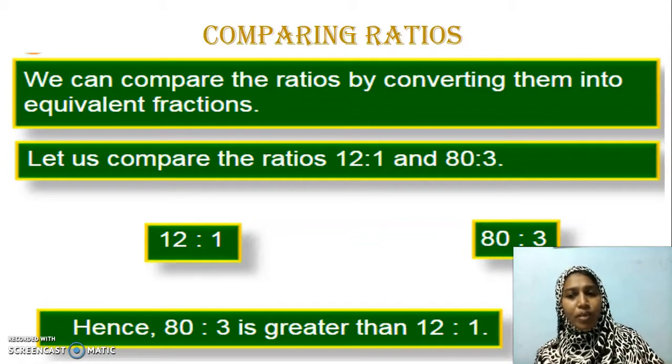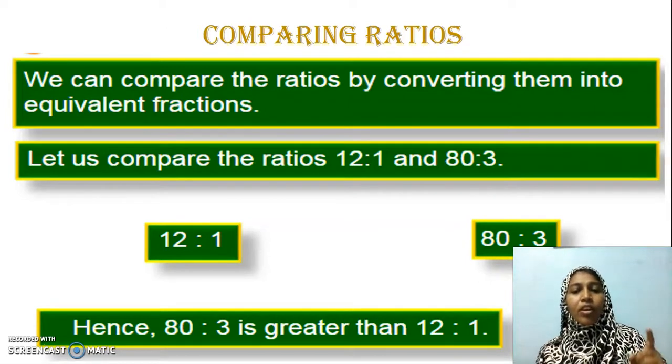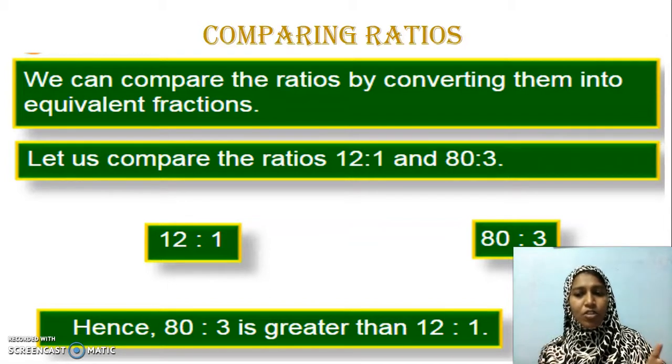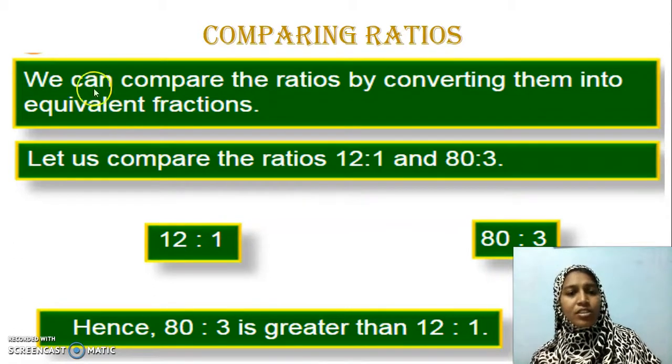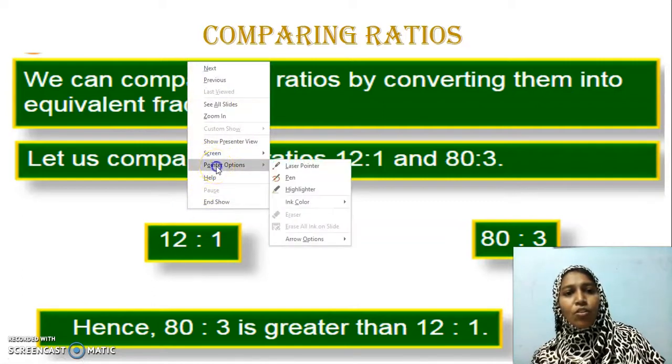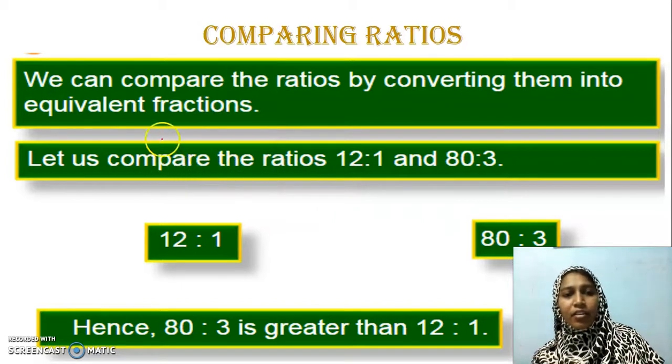Is it possible to compare these two ratios? The ratio of the weight of elephant and bear is one ratio. Another ratio is the weight of bear and cat. It's another ratio. Can I compare these two ratios? Yes, of course, we can compare the ratios by converting them into equivalent fractions. I already told you every ratio can be written as a fraction, isn't it? So now we are going to see how we are going to compare ratios.